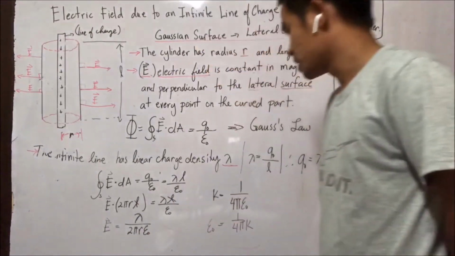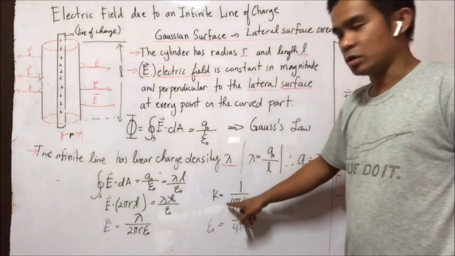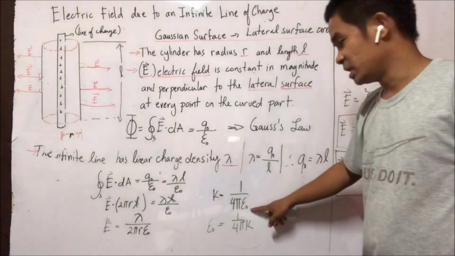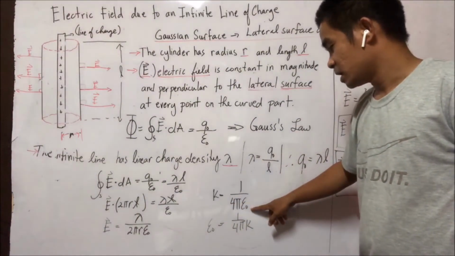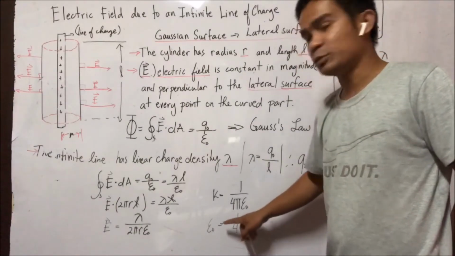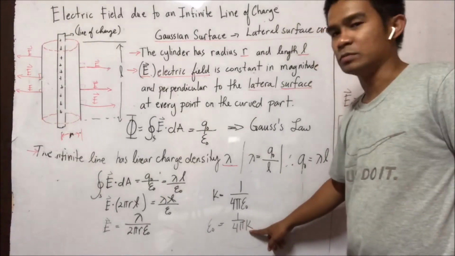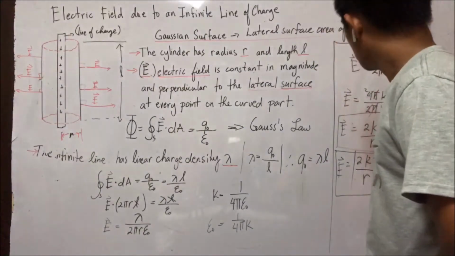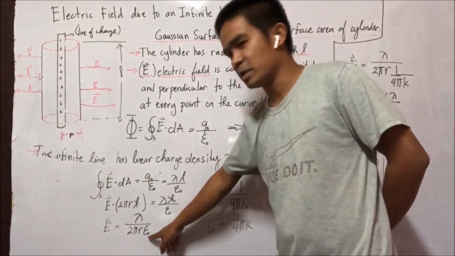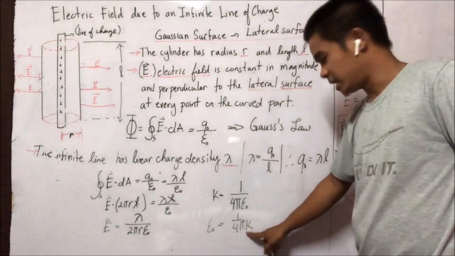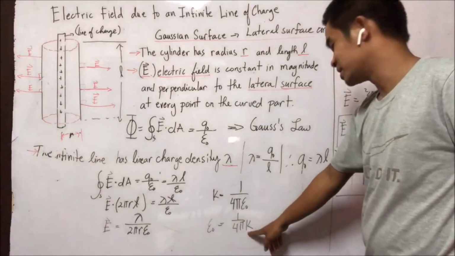And we know that the Coulomb's constant is 1 over 4 pi permittivity of space. So the permittivity of free space is equivalent to 1 over 4 pi times the Coulomb constant. So we will replace the permittivity of free space by 1 over 4 pi k. K again is the Coulomb constant.